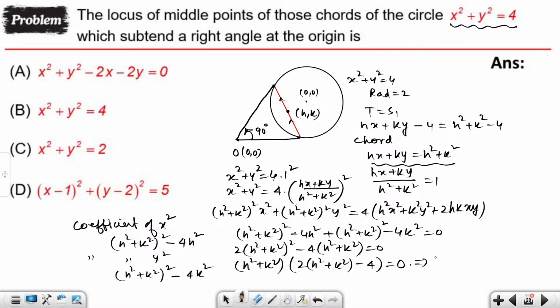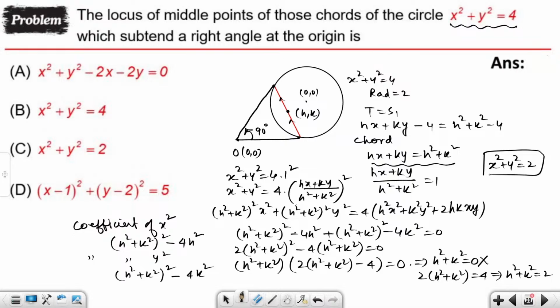So either h square plus k square is 0, which is not possible. Therefore, 2 times h square plus k square equals 4, which implies h square plus k square is 2. Therefore, the equation of the locus is x square plus y square equals 2. That's it. Hence, option C is correct. Is it clear to all?